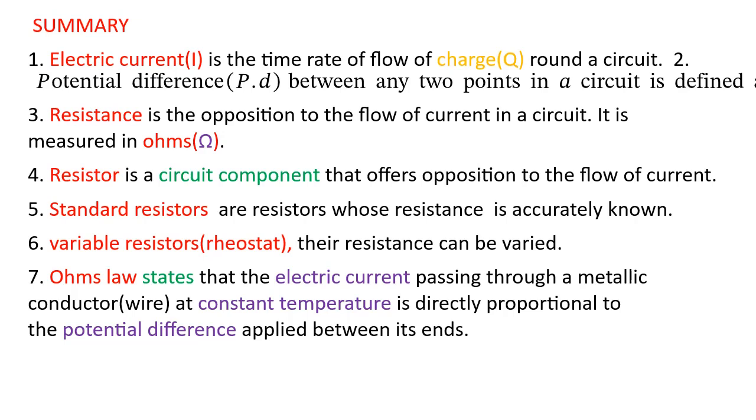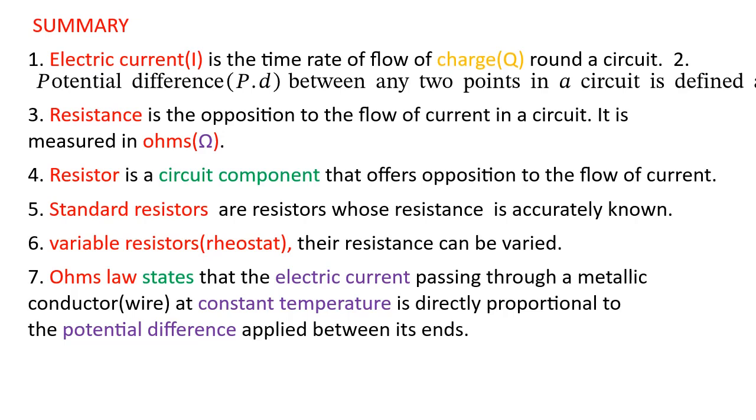Now, number 2, potential difference. The potential difference between any 2 points in a circuit is defined as the work done in joules when one coulomb of charge moves from one point to another. The potential difference is usually measured in volts. That is, the unit of potential difference is volts, and the instrument used for measuring potential difference is the voltmeter. And a voltmeter is usually connected in parallel in a circuit.